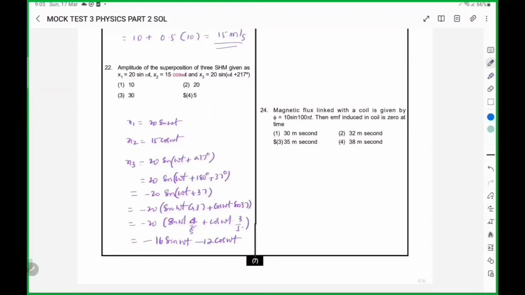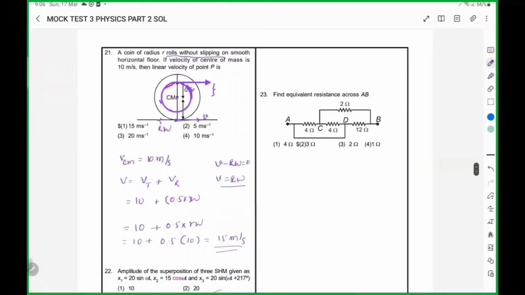So let us consider sine omega t like this. Amplitude is 20. Another is cos omega t. They differ by a phase angle, amplitude 15. Other is minus 16 sine omega t in this direction, minus 12 cos omega t. So the net amplitude towards the right will be 4 meters. The net amplitude towards this will be 15 minus 12, which is 3. So the resultant amplitude will be the square root of 4 squared plus 3 squared, that is 5 meters.